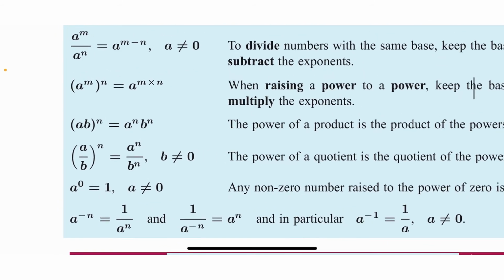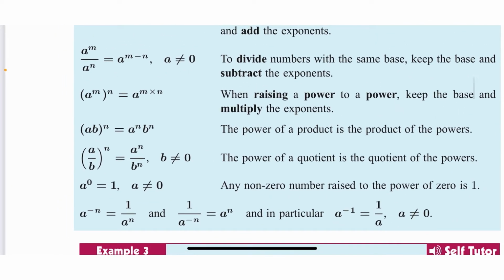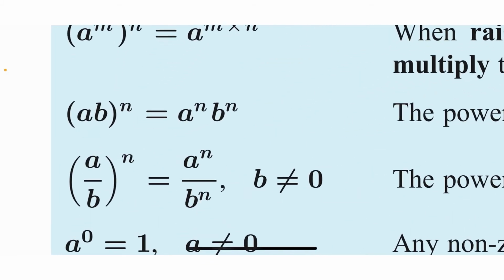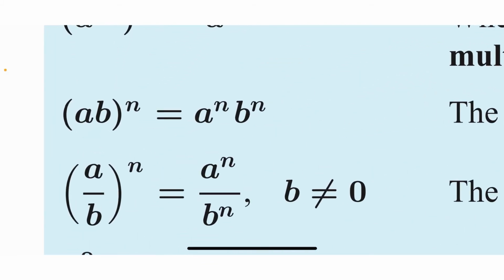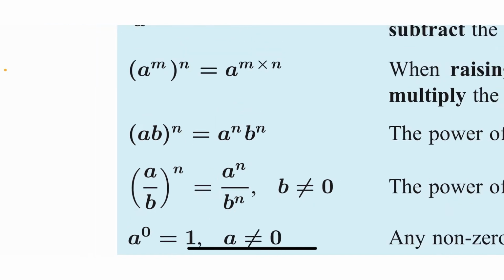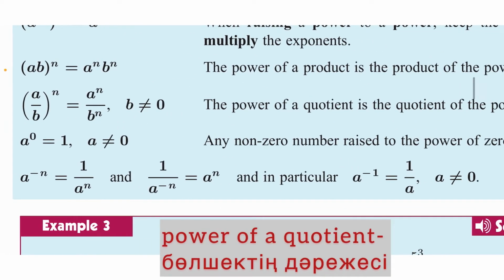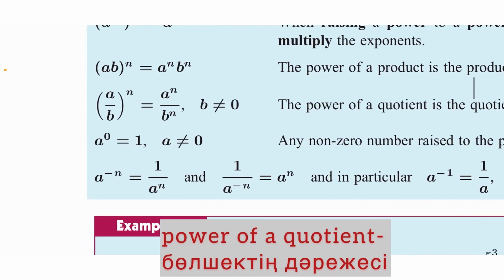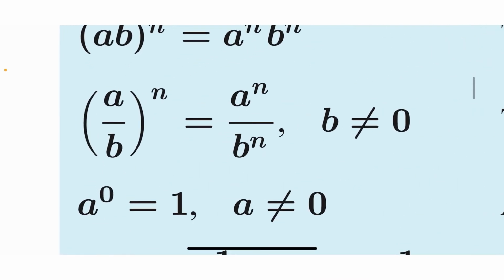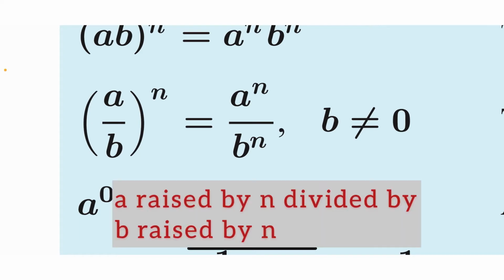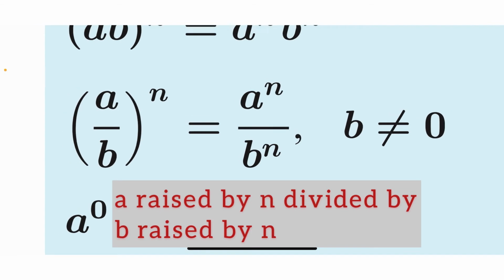Now, the power of a product is the product of the powers. Like (ab) to the power of n will be distributed like a to the nth power multiplied by b to the nth power. The power of a quotient is the quotient of the powers. (a divided by b) to the nth exponent equals a raised by n divided by b raised by n.